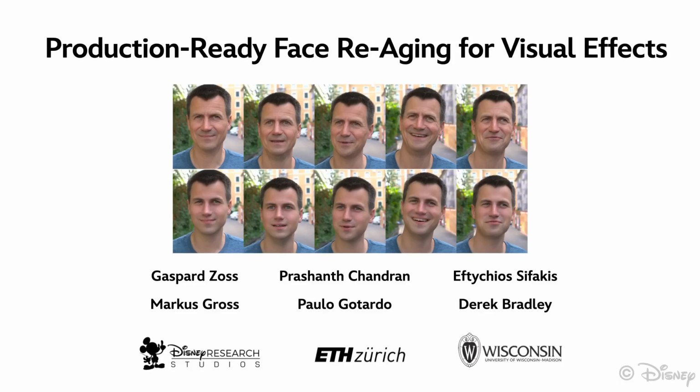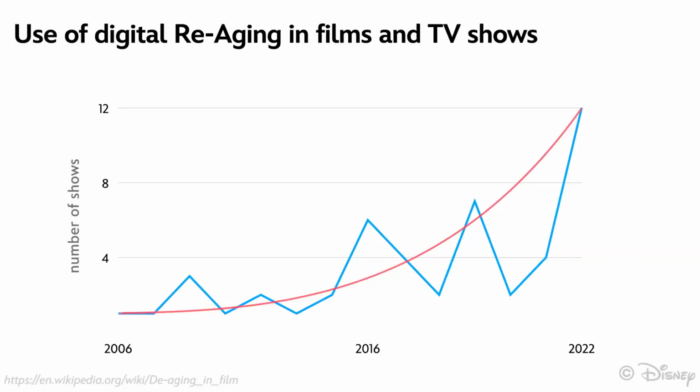We present FRAN, a novel face re-aging network that preserves identity while allowing controllable and continuous re-aging of faces in images and videos. Over the last few years, there has been an exponential use of digitally aged actors in movies, TV series, and advertising. Digital re-aging is quickly becoming an essential tool in every visual effects studio.